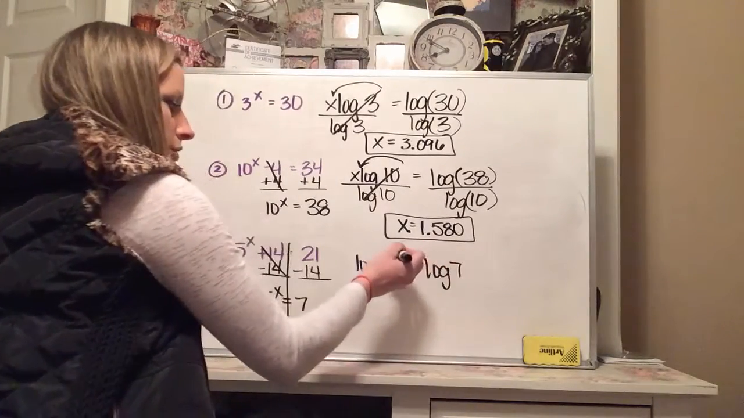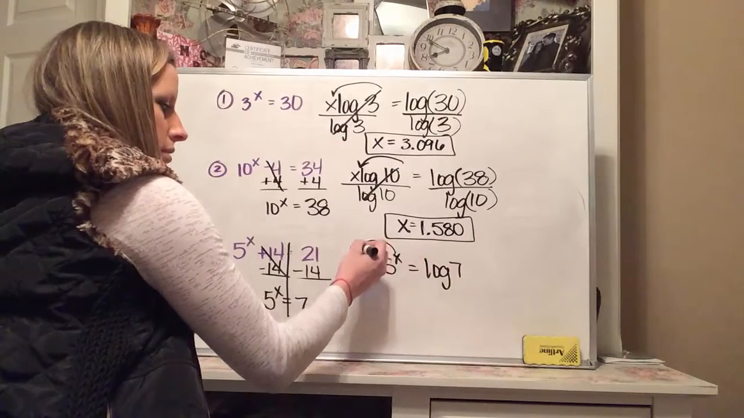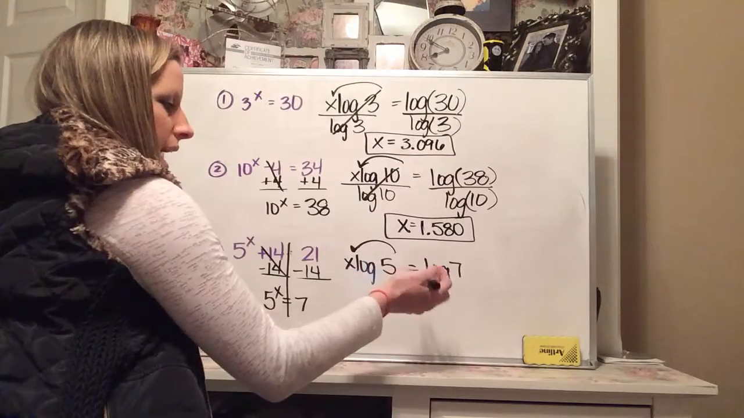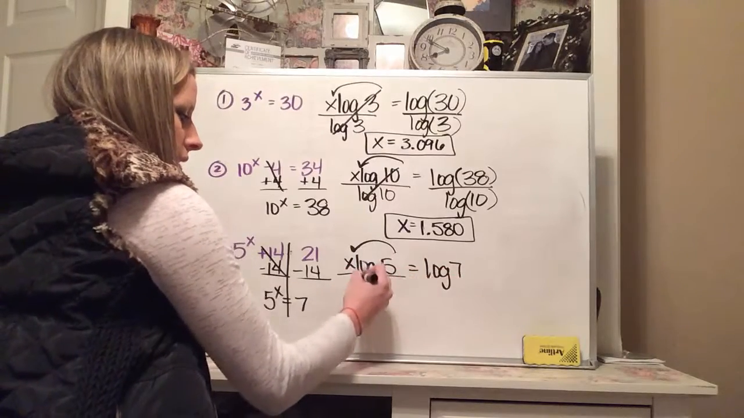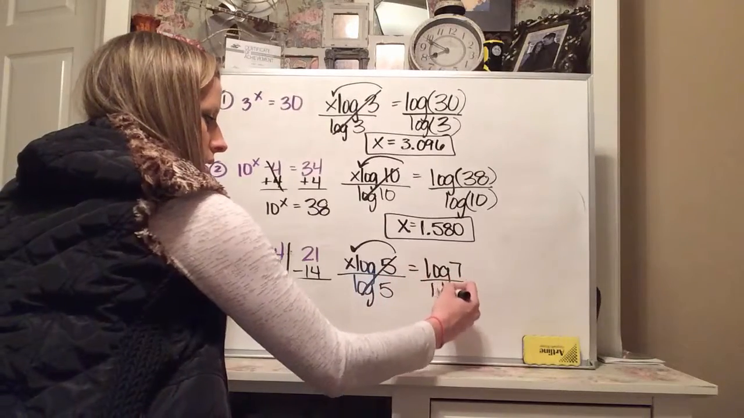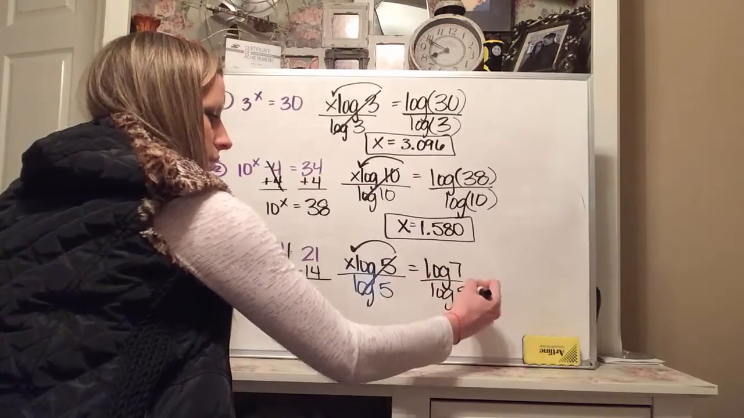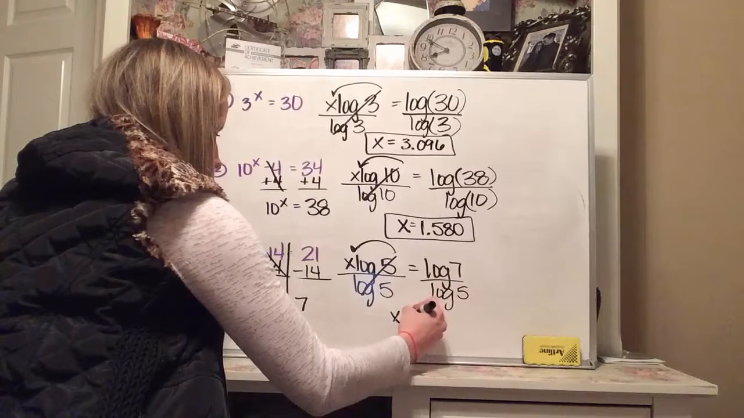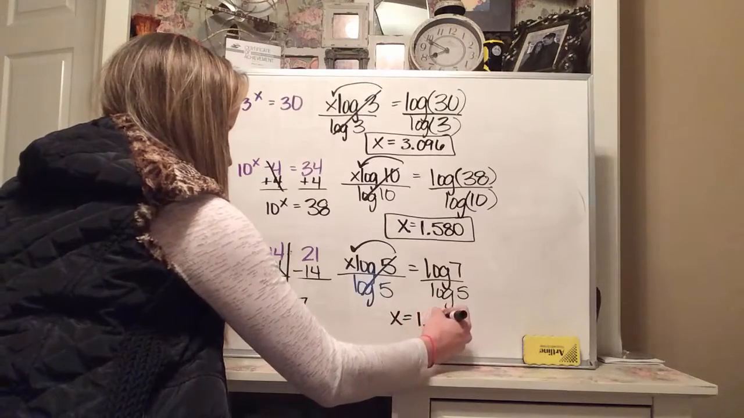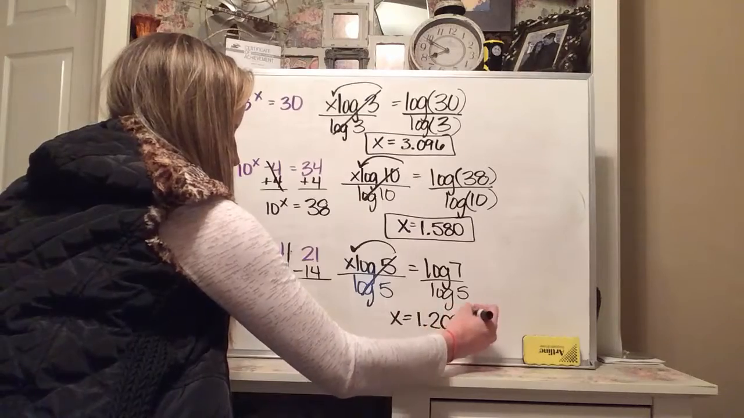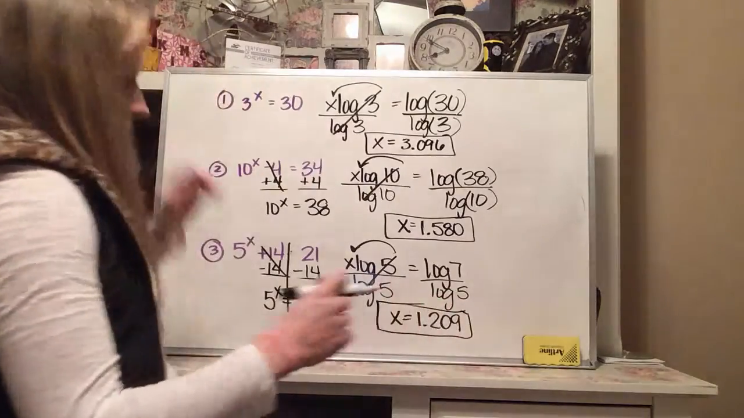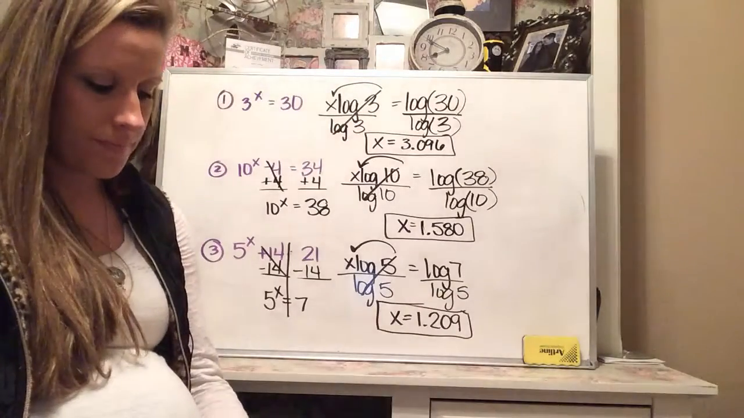Okay, I'm going to move the x and the exponent to the beginning of that log. So x log of 5 equals log of 7. Divide by the log of 5. And whenever I divide those in my calculator, I get 1.209. Okay, so that's number 3.